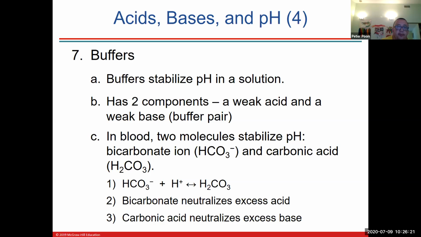A buffer is used to stabilize pH in a solution. The best example is our blood. Our blood is an incredibly good buffer. We keep our pH at a very tight level. The way we do this is we have two components, a weak acid and a weak base. When you add acid, the acid binds to the weak base. When you add base, the base binds to the weak acid. And so it stabilizes.